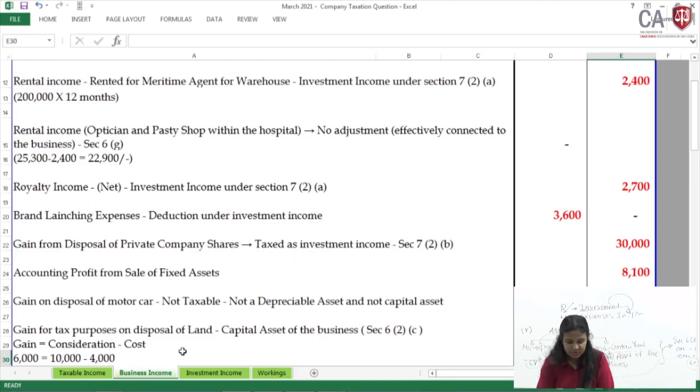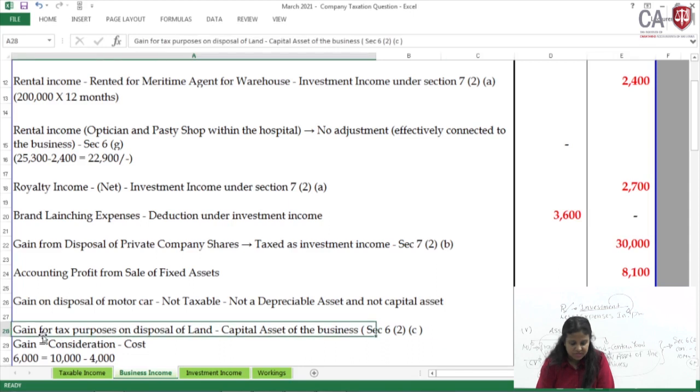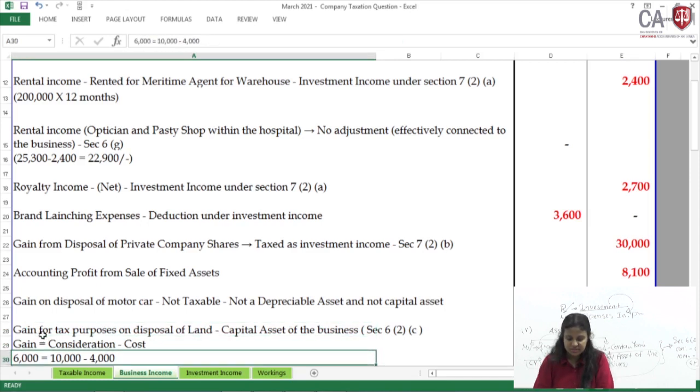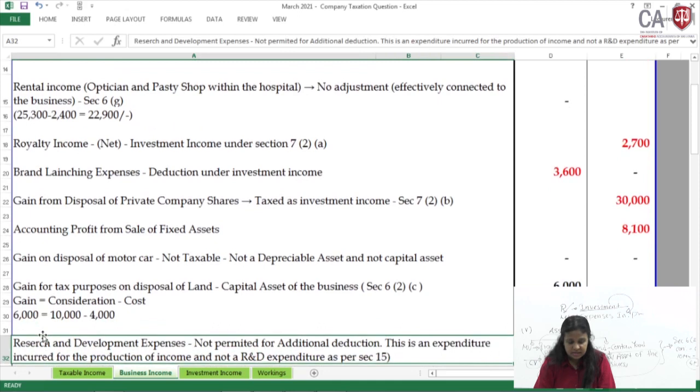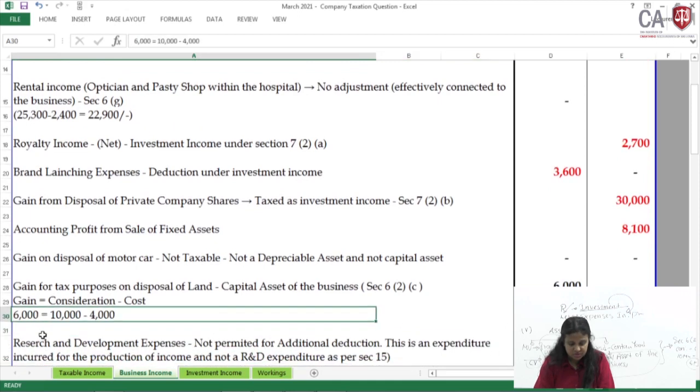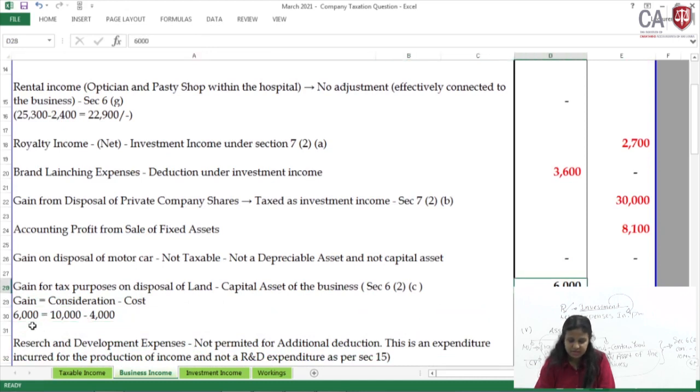Therefore, the gain we cannot tax. Then gain for tax purposes on disposal of land, which is a capital asset of the business. Why does it come as a part of the business income? Under section 6 subsection 2c, the inclusions of the business income. Then gain equals consideration minus cost. The consideration is 10,000, cost is 4,000, gain is 6,000. It should be liable under business income.